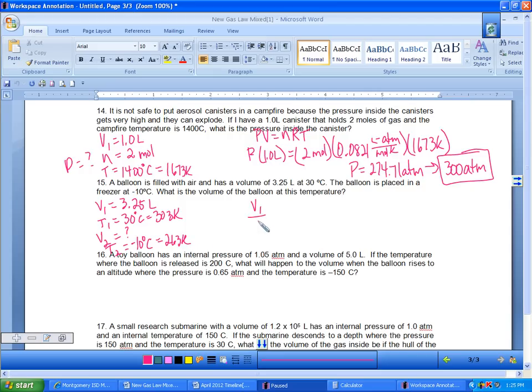So I have V1 over T1 equals V2 over T2. V1 is 3.25 liters. T1 is 303. V2 is unknown. T2 is 263 Kelvin. The Kelvins will cancel. When I did that, I got V2 to be 2.82 liters. But I got to check out my sig digs. 1, 3, 1. So I only want 1, so I'm going to go with 3 liters.